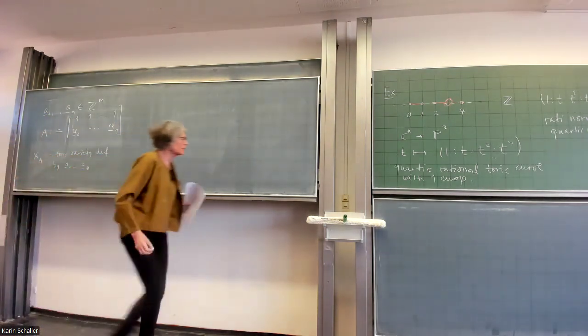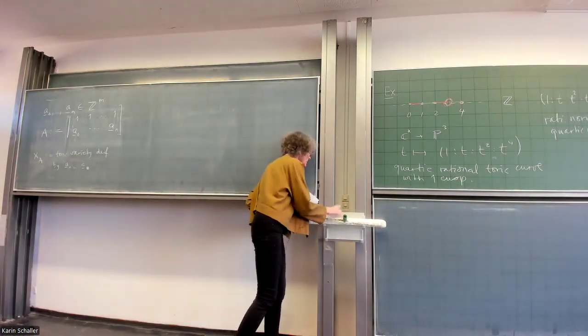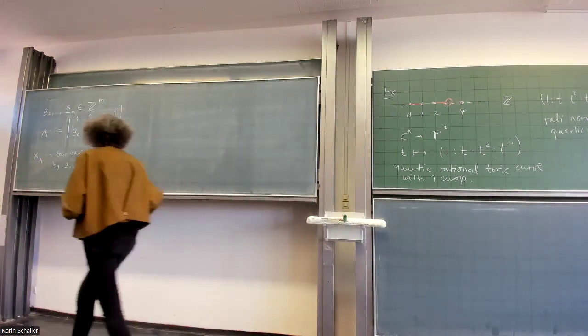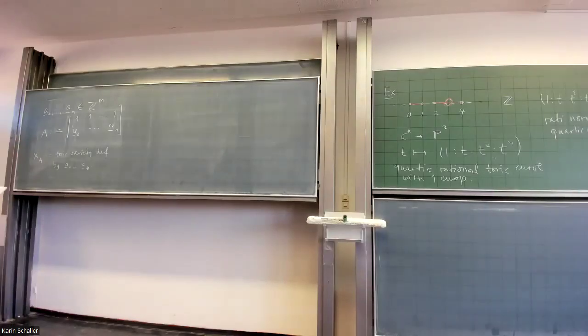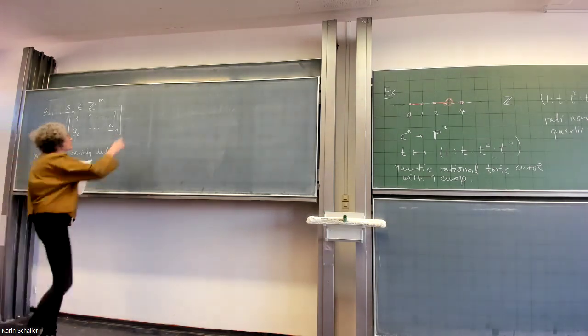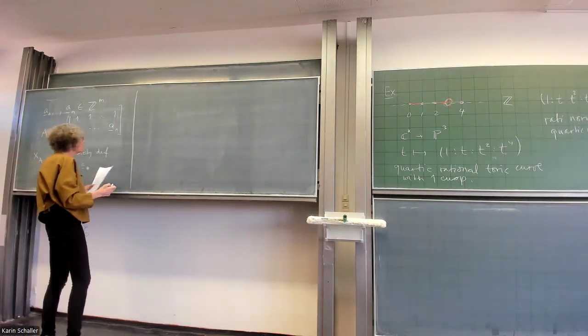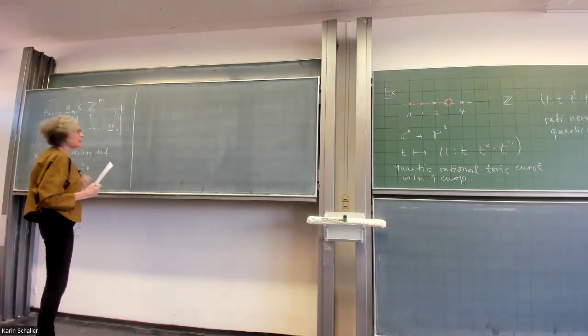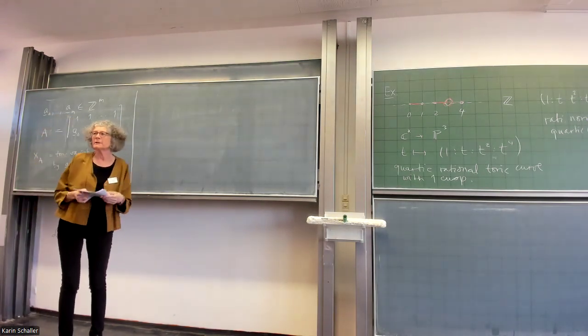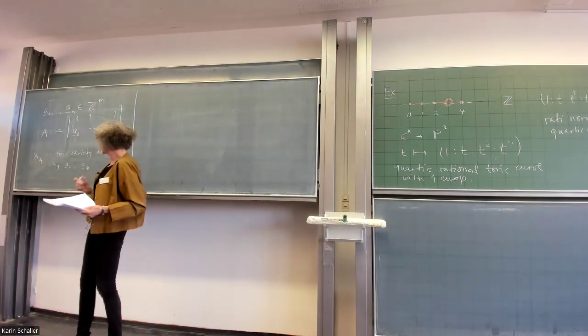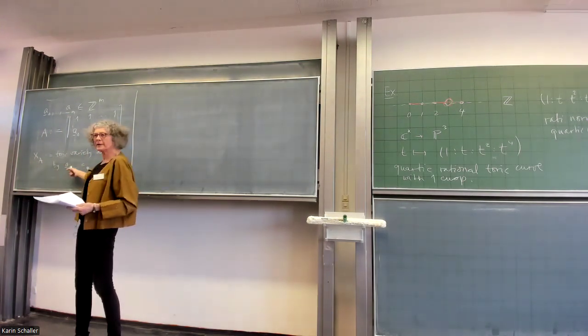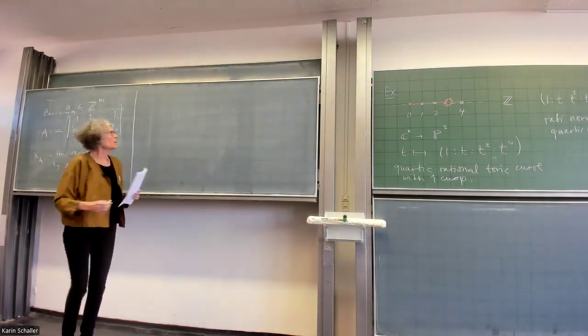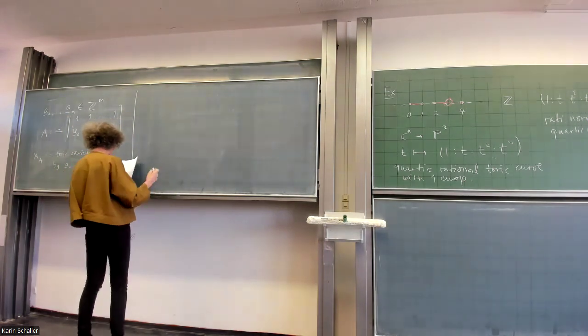So Pn has a diagonal action by the torus, the (n+1)-torus. XA is going to have an action of (C star)^n, given by these lattice points. So maybe I should just say that.